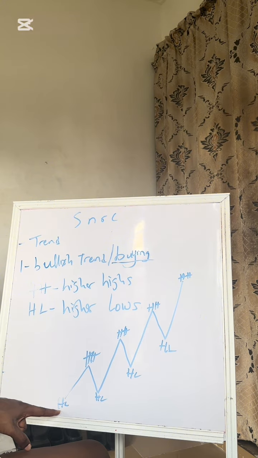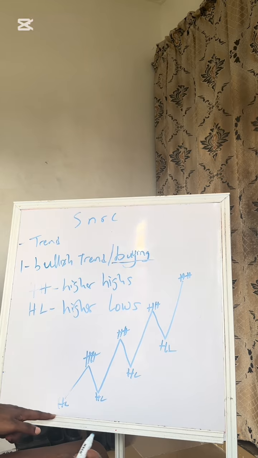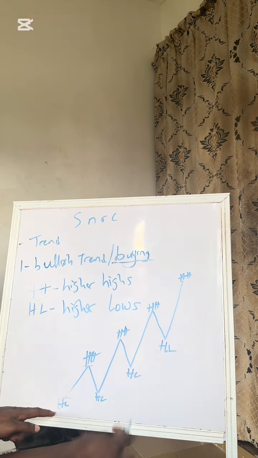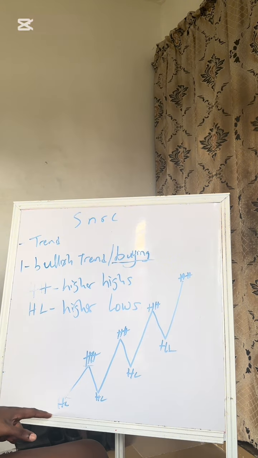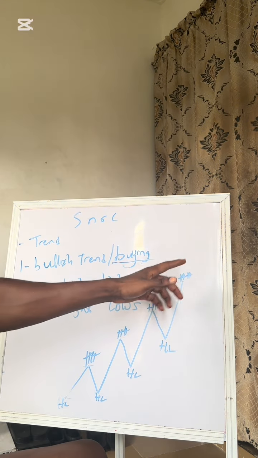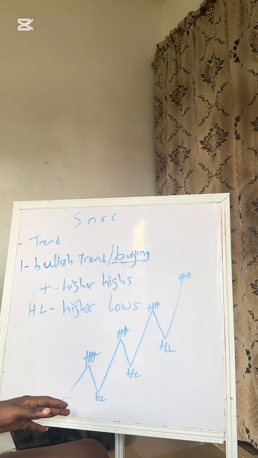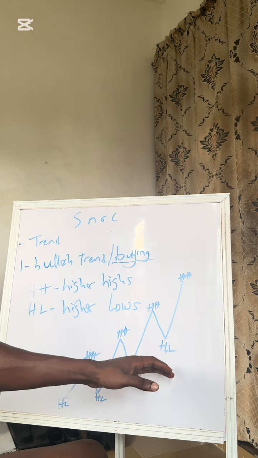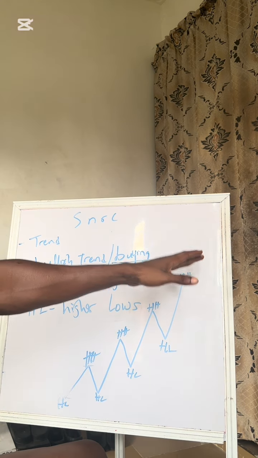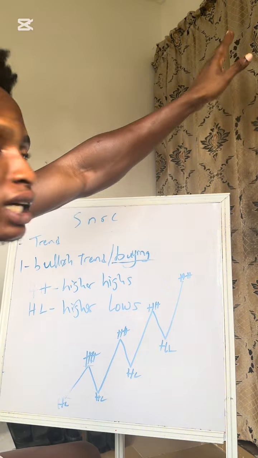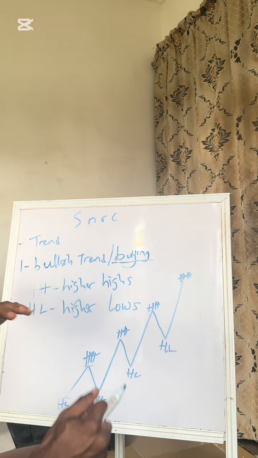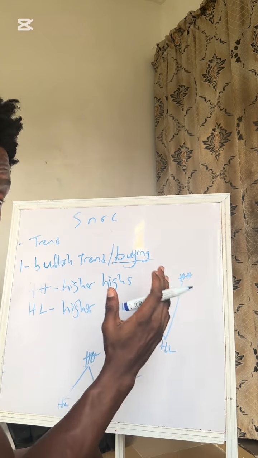Once price is this low, you are advised to do what? To buy at this low, sell at this high, buy at this low, sell at this high. This is price being on a move, on a bullish trend. Price is creating higher lows and higher highs, over and over. If price keeps going that same way, it shows that price is bullish. So this is how to identify a bullish trend.